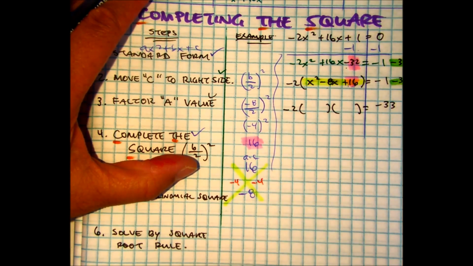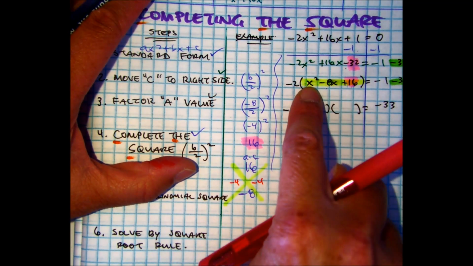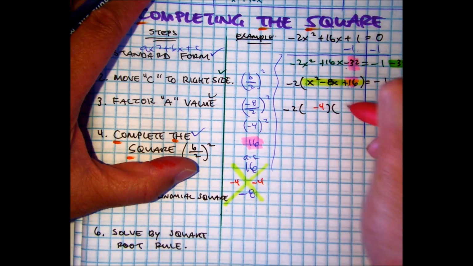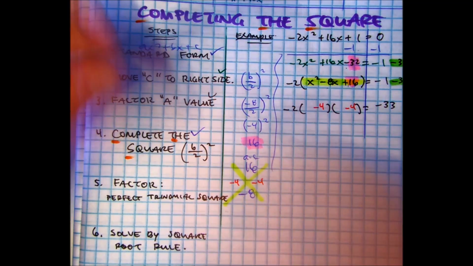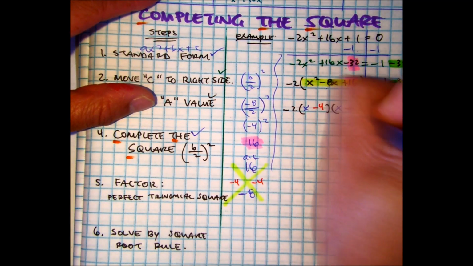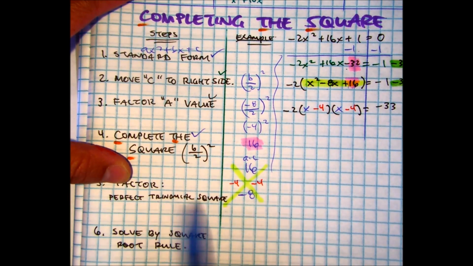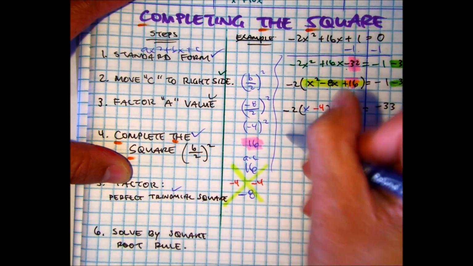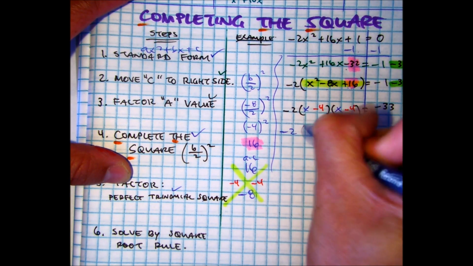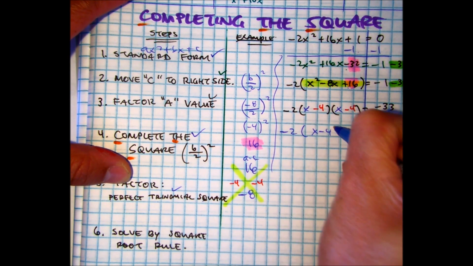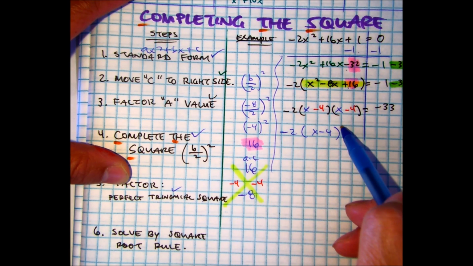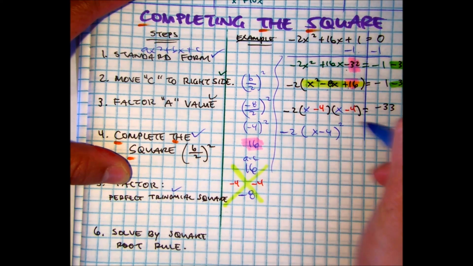And class, do I have to use the box? No, because your a value is equal to negative 1. Now, when it says a perfect trinomial square, that's just a fancy way of saying I have two of these x minus 4s, and we write them with a squared, or power of 2. That's all it means.